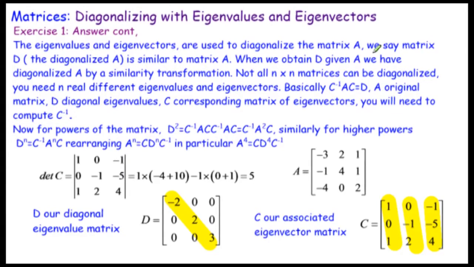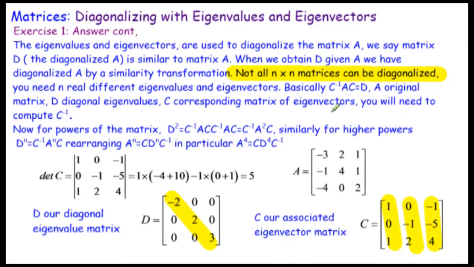We say the matrix D is the diagonalized A. So this is D, a diagonalized A. And it is similar to matrix A. It's a similarity transformation, just beware. You can see here, not all matrices can be diagonalized. They actually need n different real eigenvalues and vectors.